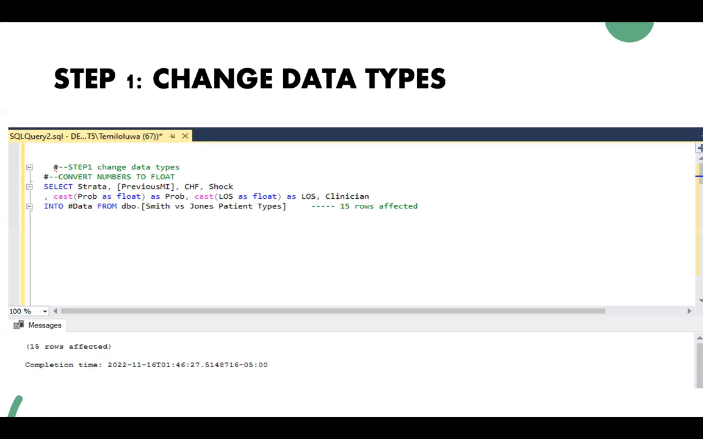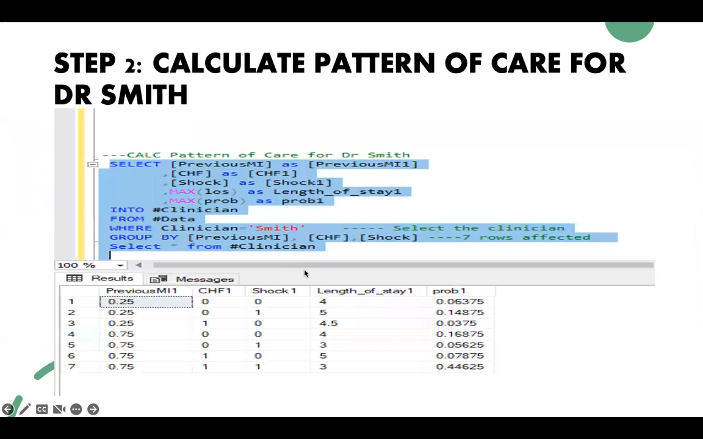So the first step we're going to do in SQL, after loading the data, is to change the data type from varchar to float. This is what I've done here. Then the second step is to calculate the pattern of care for Dr. Smith. And this is the code also. You'll notice there are 7 patients that Dr. Smith is taking care of.